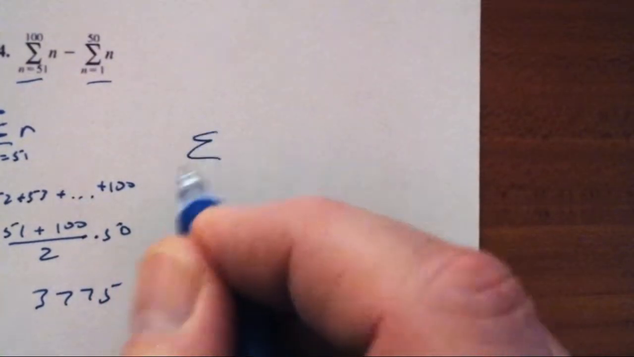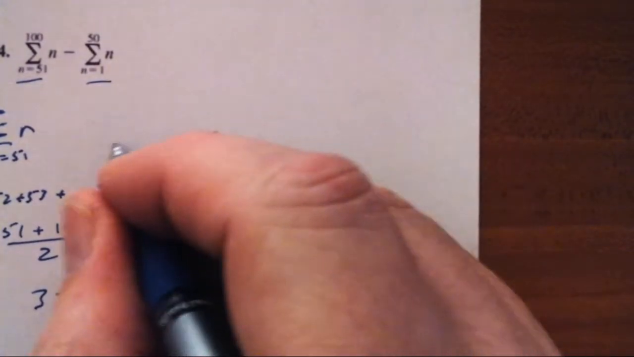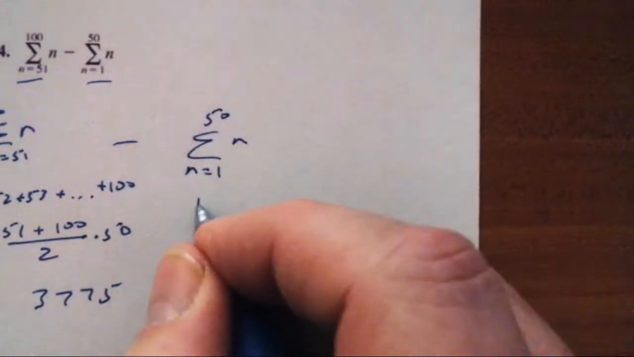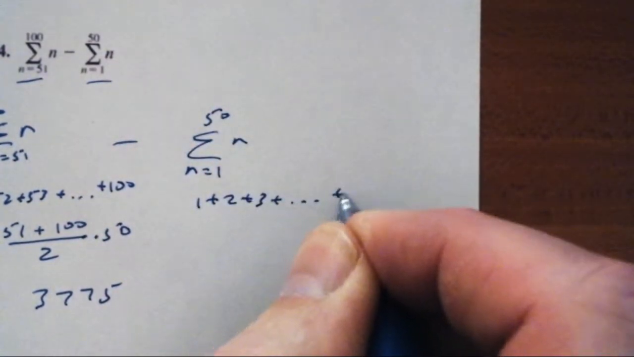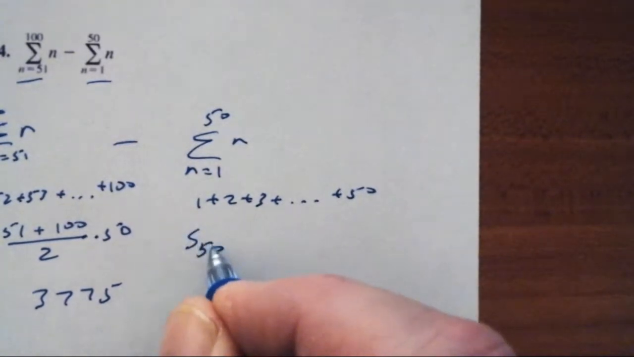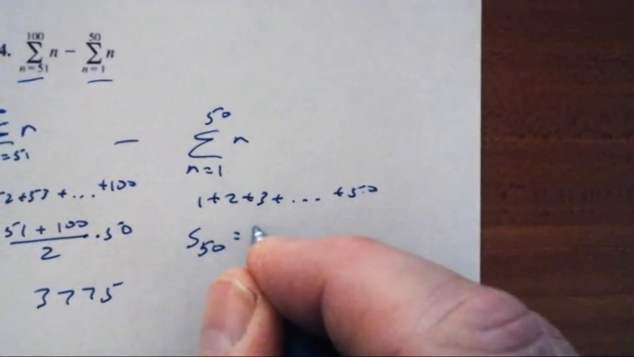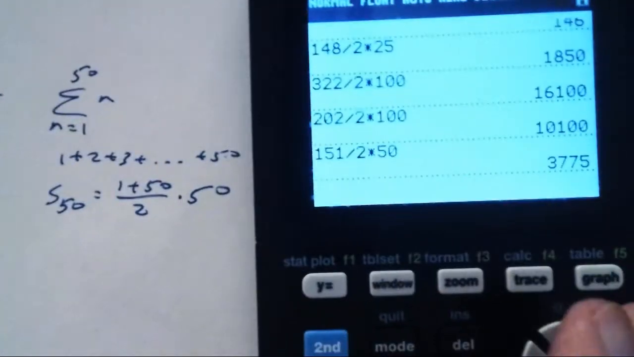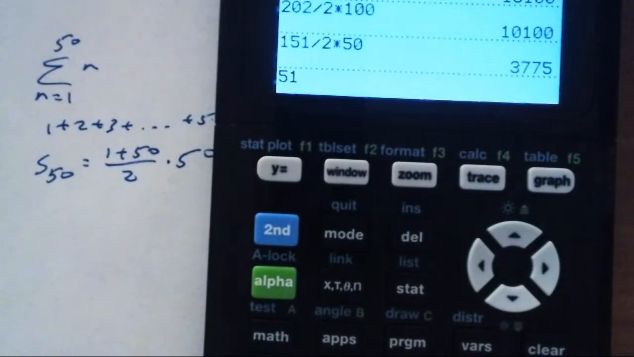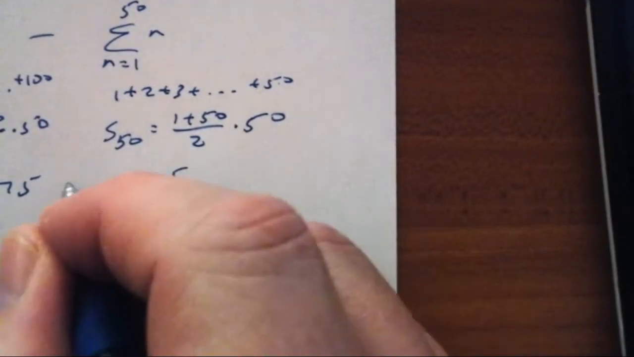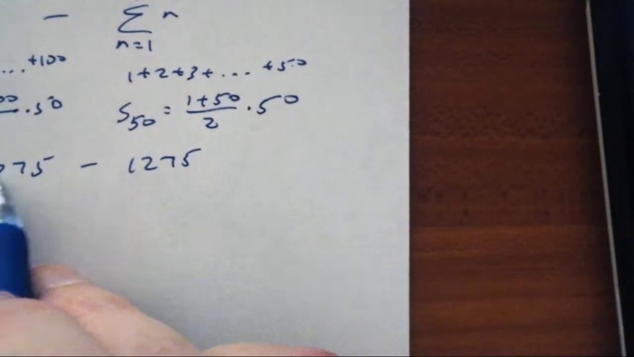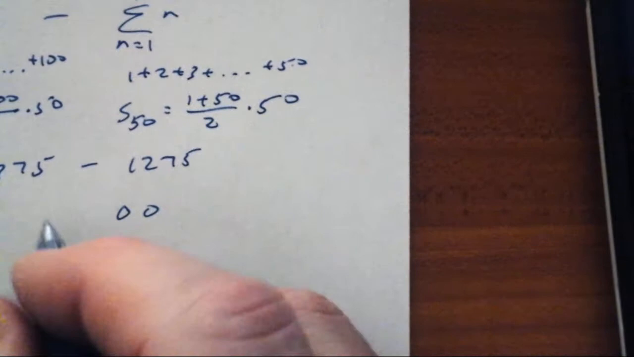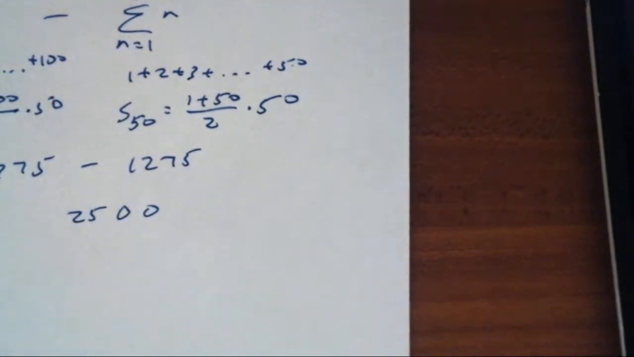And now we're going to find n equals 1 to 50. That's 1 plus 2 plus 3 plus dot, dot, dot plus 50. That's 50 terms, 49 steps, 50 terms. That's 1 plus 50 over 2, the average term, times 50. So 51 divided by 2 times 50, 1275. If we subtract those, 75s cancel. 37 minus 12, we get 25, 00. 37 minus 12, 2500.